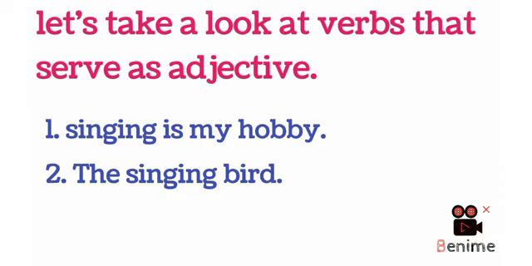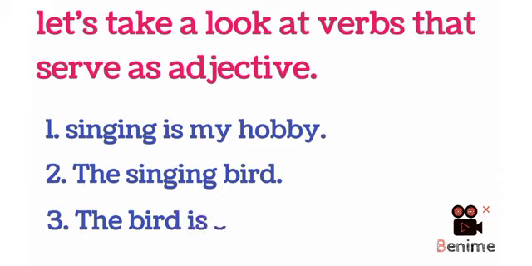Now, looking at the first sentence, singing is my hobby. There's no action there. It's talking about something that you love doing. So, in essence, singing in this sentence is a gerund. It's called a verbal noun. It's a gerund standing as a noun. The singing here is standing as a noun because it's something I like doing, and a noun is a thing. So singing is my hobby.